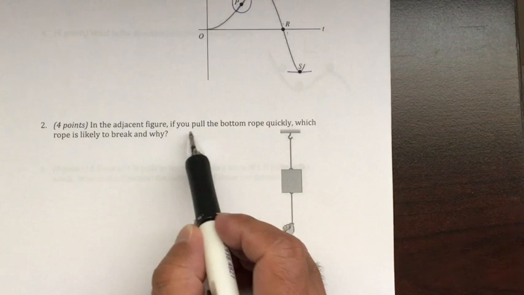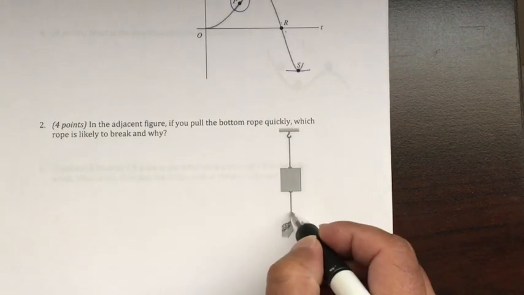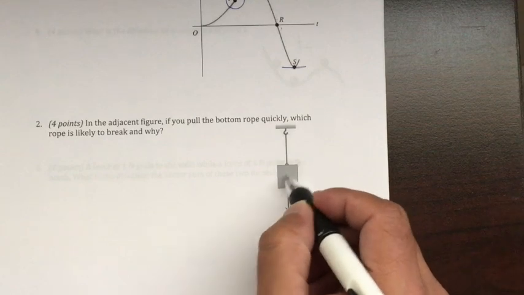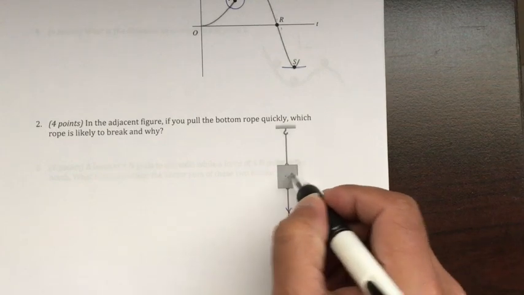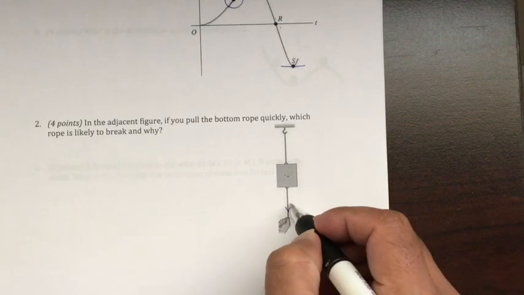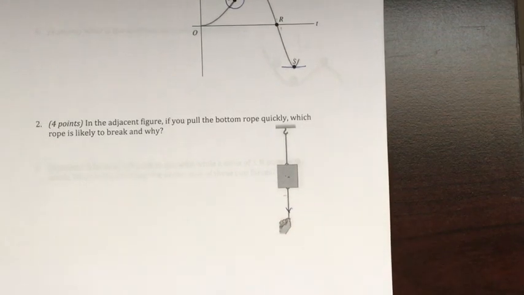Here, if you pull the bottom quickly, like fast, then because of the moment of inertia, this guy doesn't want to move, so it stays there momentarily, so the bottom one will come out. Let me go to the third one really quick.